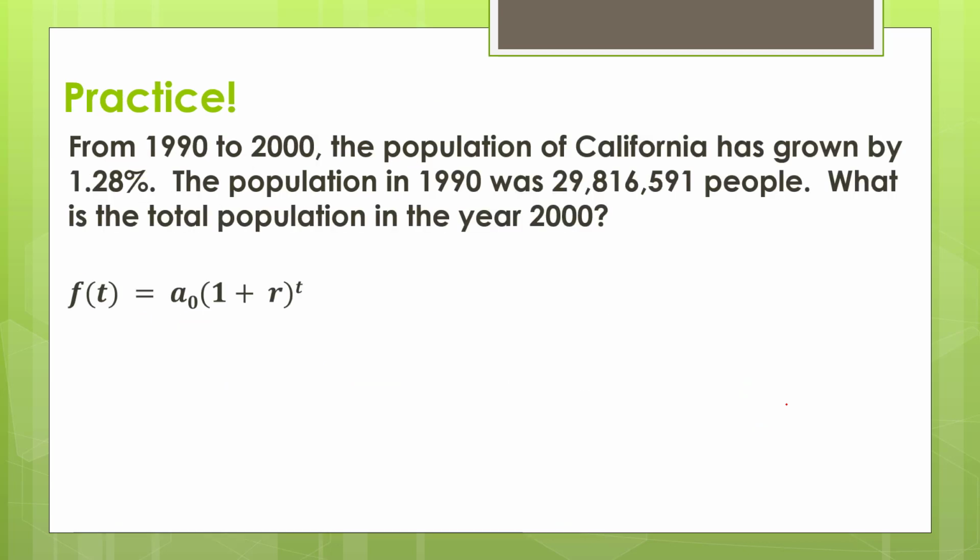So let's practice. From 1990 to 2000, the population of California has grown by 1.28%. The population in 1990 was 29,816,591 people. What is the total population in the year 2000? So before we do anything, let's identify our terms. A sub 0, where are we starting? That's going to be 29,816,591.